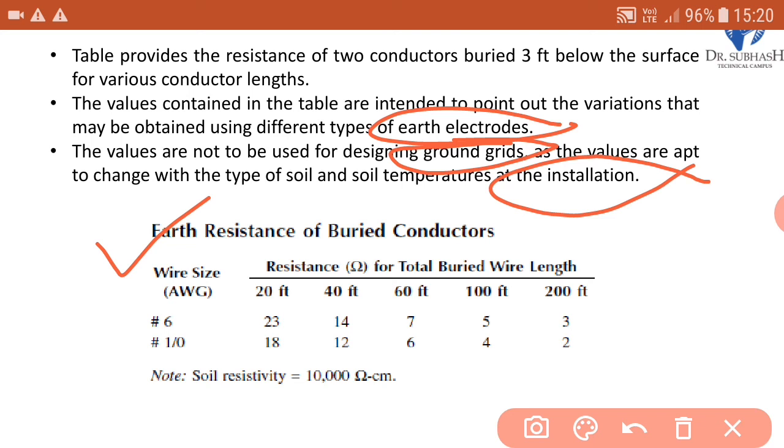See, here we have given in the first column wire size in American Wire Gauge, then resistance for total buried wire length. It is given for different lengths. Okay, for 6 gauge and 20 feet, there will be 23 ohm resistance. So these are the typical values given in this table. One note is also here, soil resistivity is taken as 10,000 ohm-centimeter.